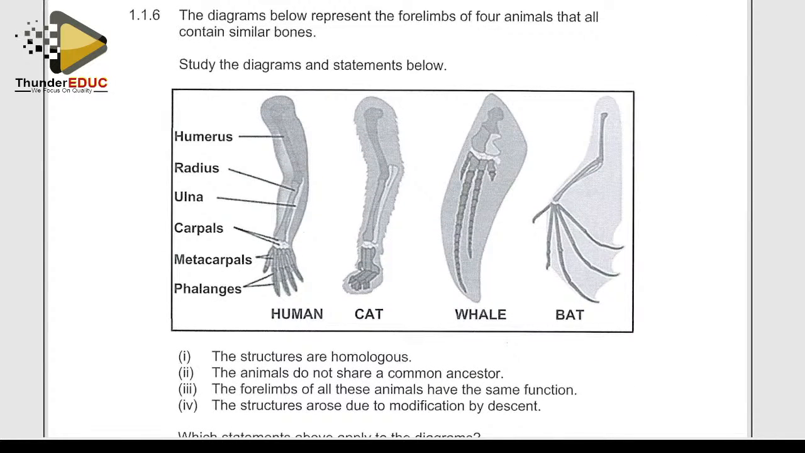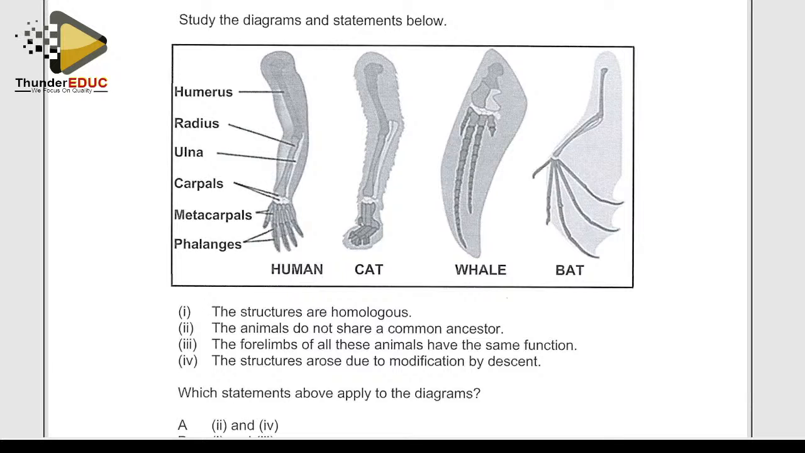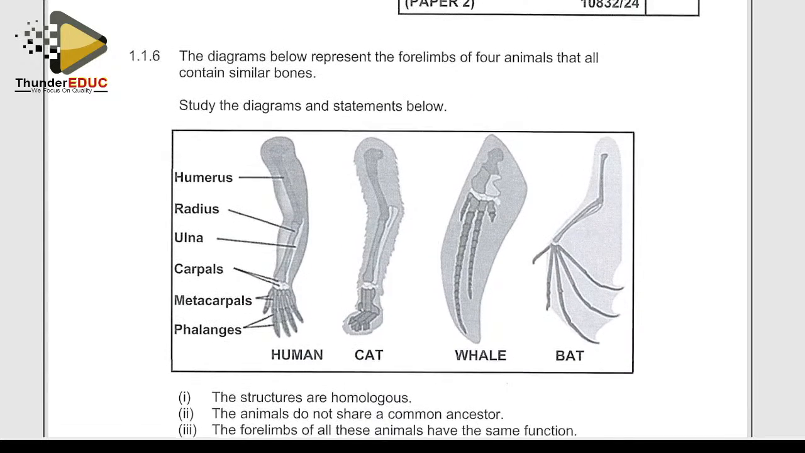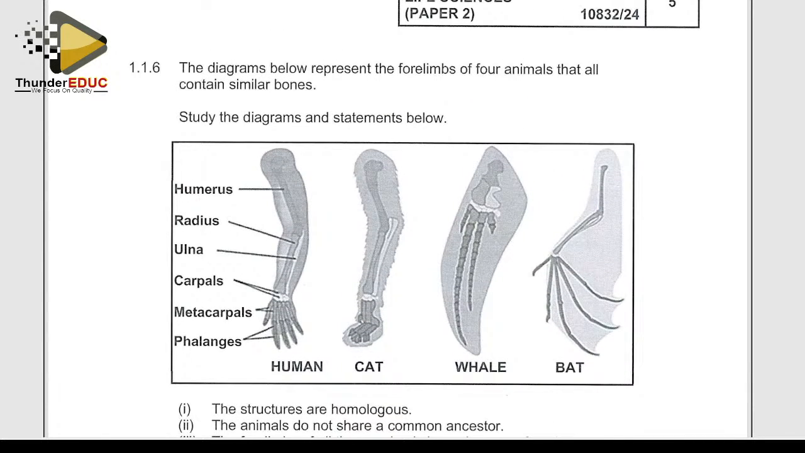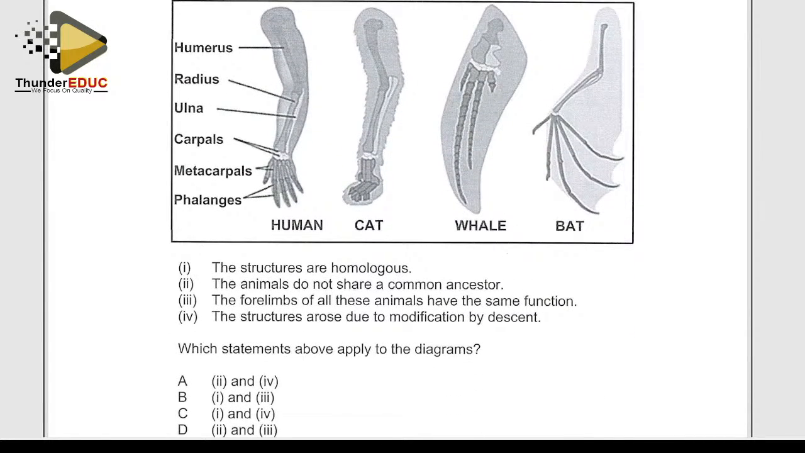1.6, this is a structure which shows that there is a divergent evolution. And these structures are called homologous structures. Those people who are using the distinction material book, I think you are very well conversant with this. Study the diagram and the answer and state the structure below. All right, structures are homologous. Yes, the structures are homologous. This is correct.